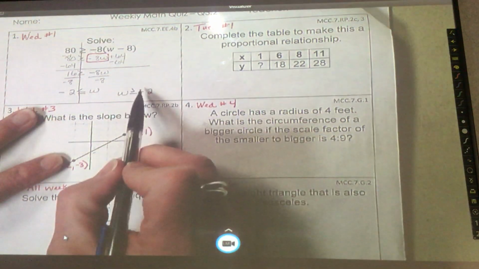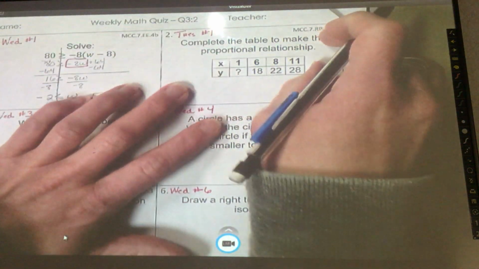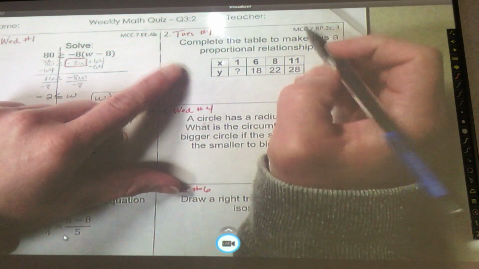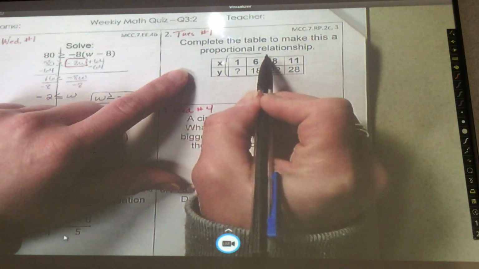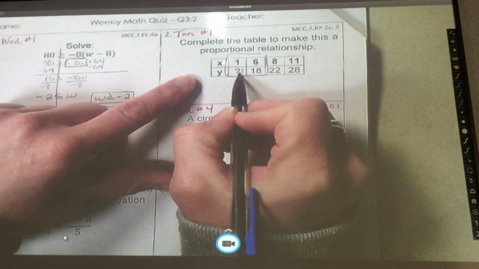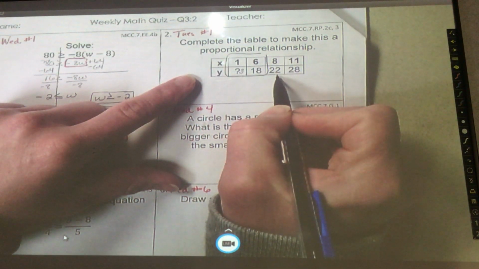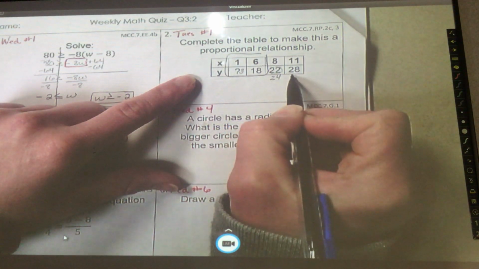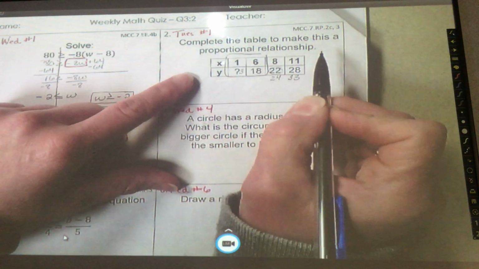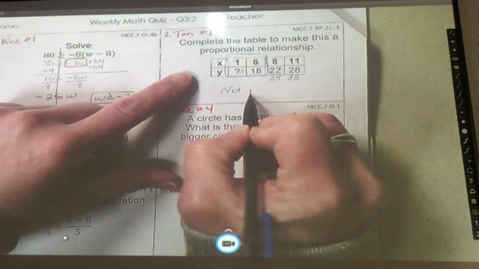A lot of questions came up and I said, think about it for number 2. It says we want to complete the table to make this a proportional relationship. If I just look at these two numbers, this would just be a 3, right? But if I move on down the list, is this proportional? No. What number should go here? 24. What number should go here? 33. So can I make this proportional? No. It's not proportional.